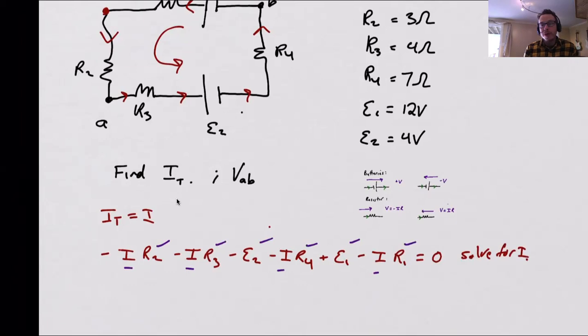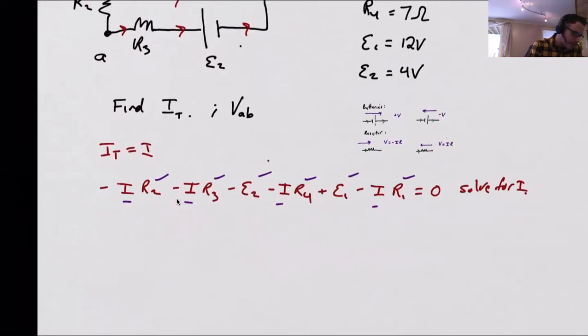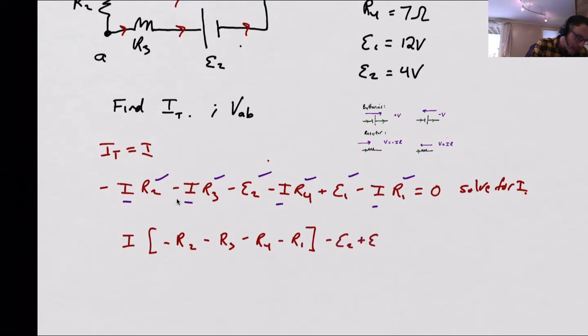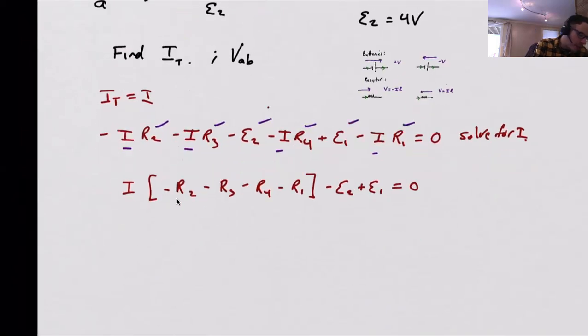How are we going to do it? We gather all the terms with the I's in it and factor it out. If we factor out an I from the first term, we're left with a negative R2. Second term, negative R3. Fourth term, negative R4, negative R1. The only other terms that we haven't accounted for are minus E2 plus E1, which is still equal to 0. So let's move E1 and E2 to the other side.